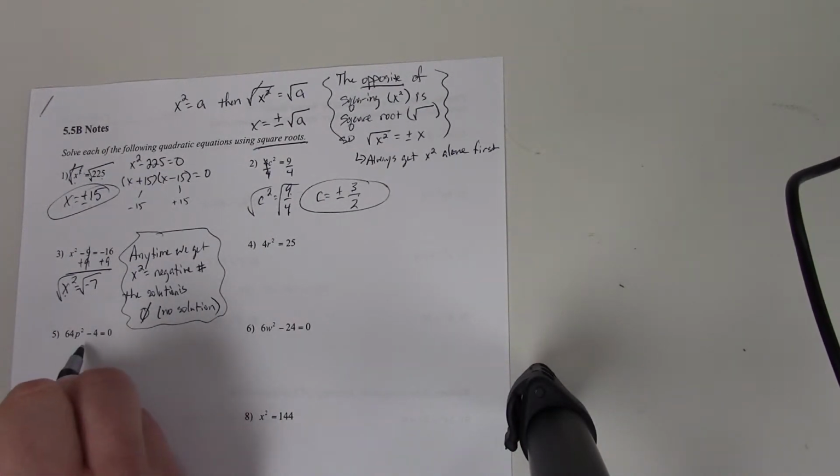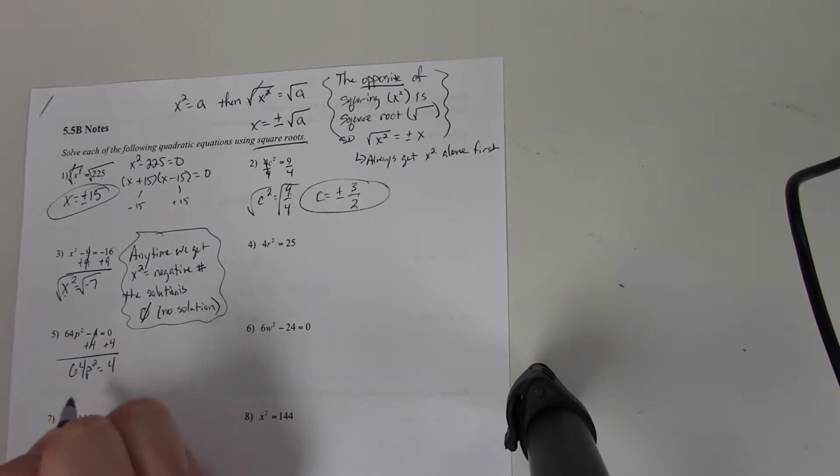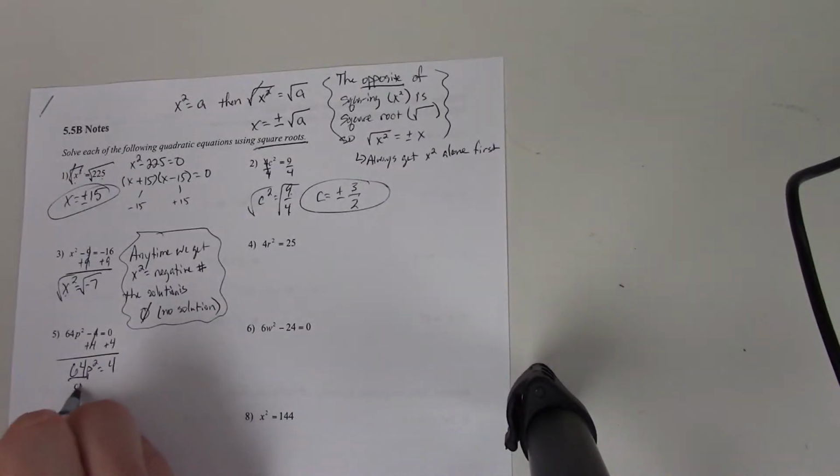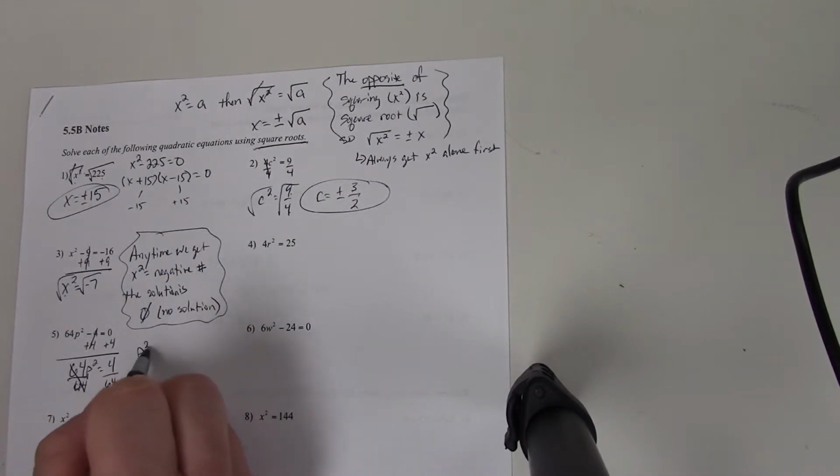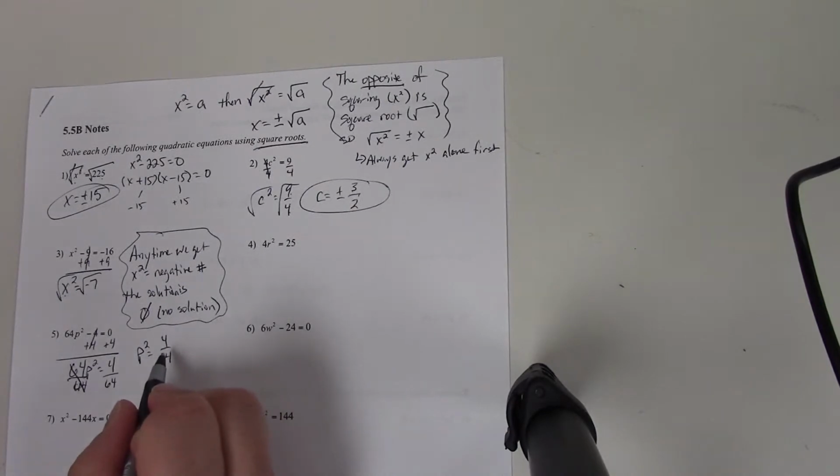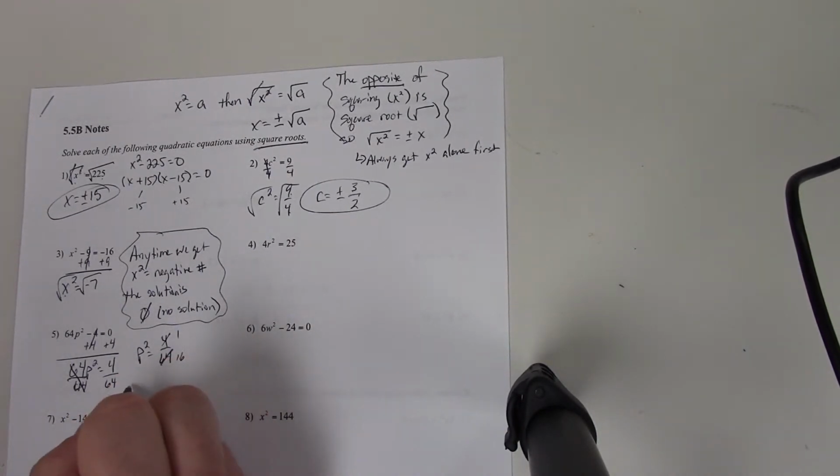So the first step I would do here is add 4 to both sides. Those cancel. 64p squared equals 4. Okay. And then divide by 64. Well, now I've got p squared equals 4 over 64. And we could reduce this. 4 goes into there once, 4 goes into there 16 times. I get p squared equals 1/16.